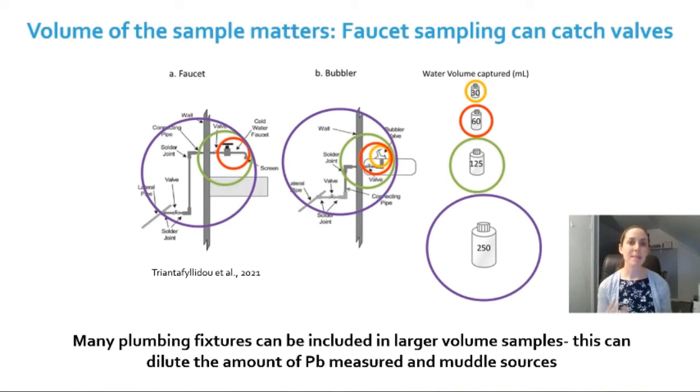Now, if you take a smaller volume sample, say 60 milliliters, that's really going to isolate the water that's sat stagnant within the faucet itself. And so if that sample comes back high, then you can say that most likely the faucet is the main problem, and you can replace the faucet and then test again and see whether or not that has removed the lead being added to the drinking water. So the main point here is that a lot of different plumbing fixtures and fittings can be included in larger volume samples, and that can really dilute the amount of lead that's measured in the samples that are collected, and it can muddle your sources. You can't really figure out whether it's some soldered joints that are contributing lead to drinking water, or if it's really just the faucet itself.